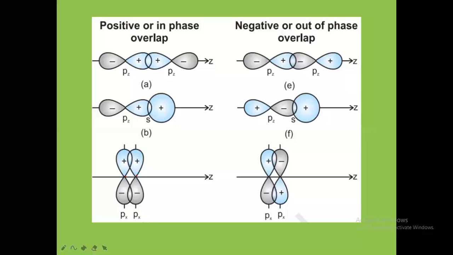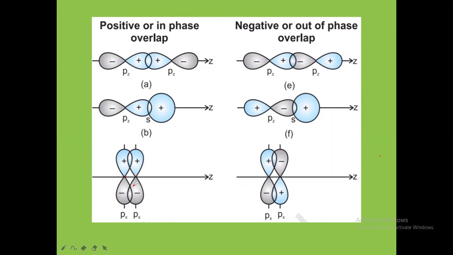When two p orbitals are parallel to each other, what happens? Sideways overlap will take place, not axial overlap. Sideways overlapping means lateral overlapping. This lateral overlapping will lead to the formation of a pi bond. Is that clear? So a pi bond is formed between two p orbitals when they overlap sideways. This is a pi bond between two p orbitals.